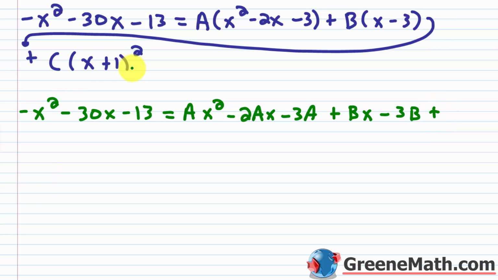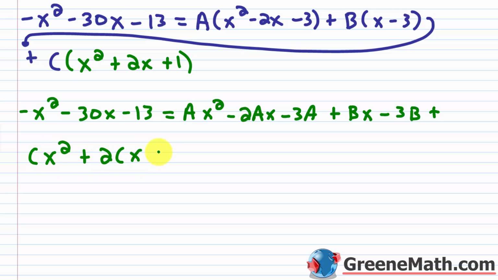Now, you should expand this to not make a mistake. A lot of students will just say this is cx plus c. Okay, that's wrong. Remember, this means you have to FOIL it out. So really, I could say this is x squared plus 2x plus 1. What this would turn into down here is cx squared plus 2cx plus c.